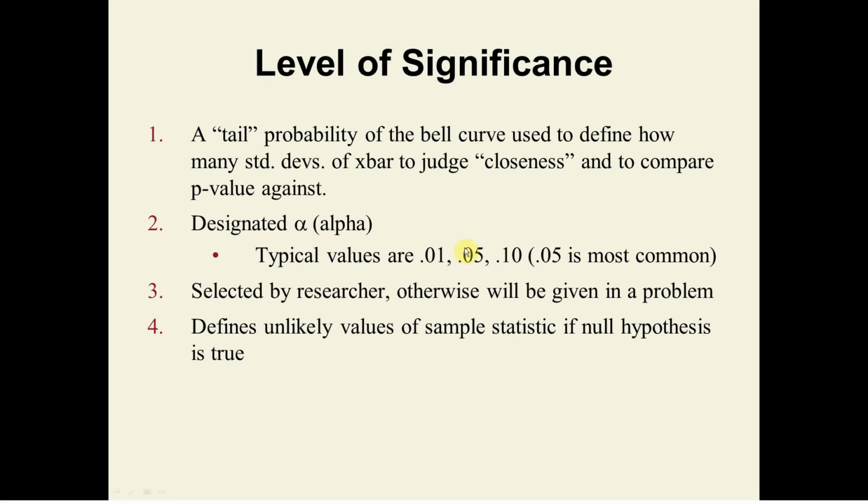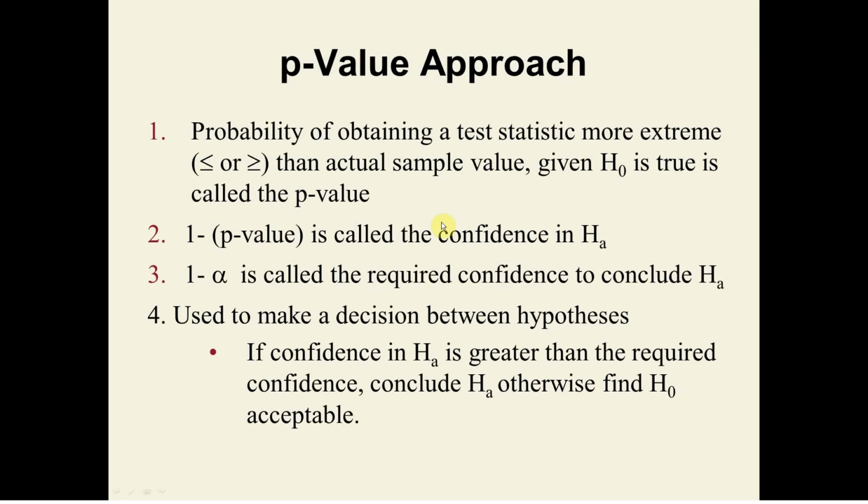Now, what level of significance or how much confidence you want is usually selected by the researcher or given by the problem. But in terms of hypothesis testing, it defines how unlikely the value of the sample statistic is that we get if the null hypothesis is true. So in other words, it really tells us how often we're going to be wrong about our result.